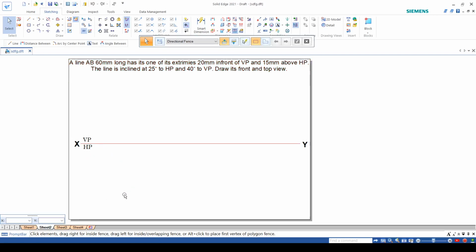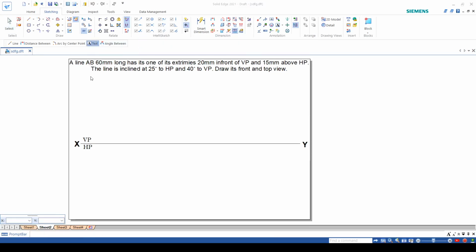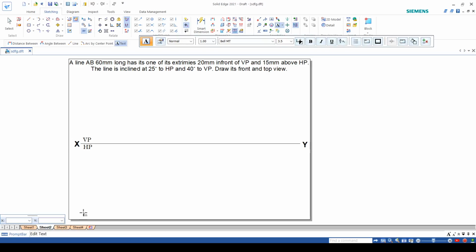So in front of VP is this point. Here you can see in front of VP is this. I would write this. This is in front of VP, and this is above HP. Now, it has its extreme 20 mm in front of VP.